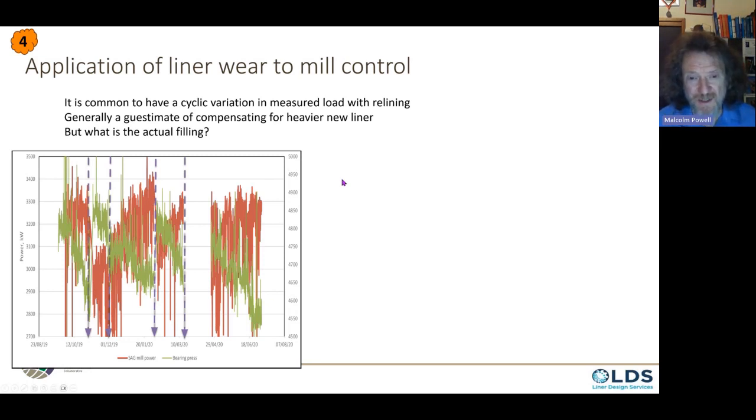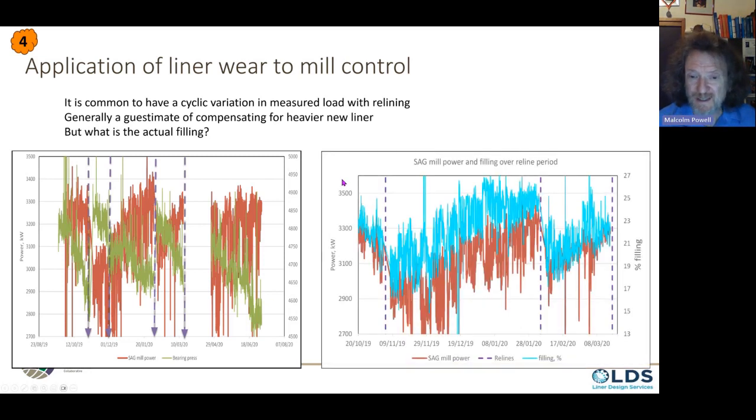Then we backfitted the JKMRC MillFit software and calculated the filling. And sure enough, the real problem was that the filling was low to start with. So low power, no surprises. And it slowly filled up over the life of the liner. Why? Because they were running at a fixed bearing pressure. So as the liner lost mass, there was more and more rock in the mill, till at the very end of the liner life, they had the right amount of rock in the mill, the right filling. So that's another one to watch out for, especially as a liner supplier, that they actually know what their filling is and are controlling to that.